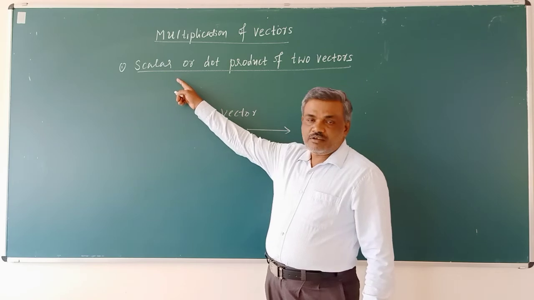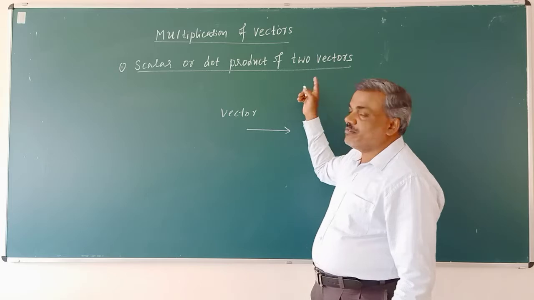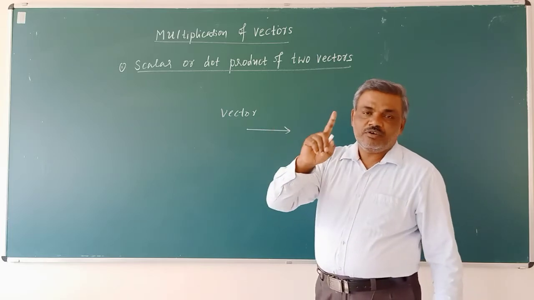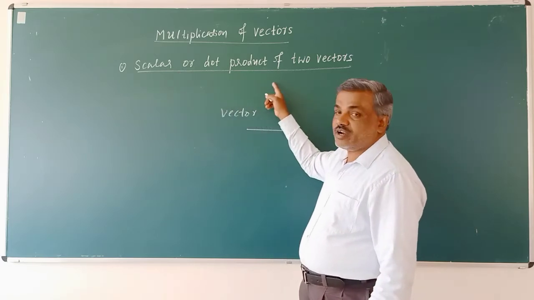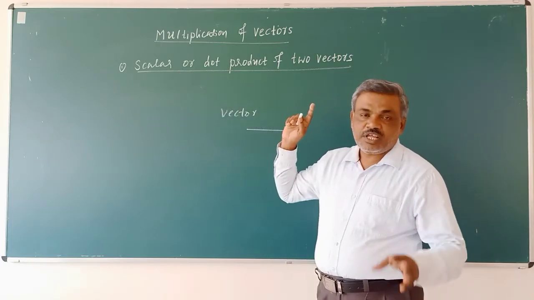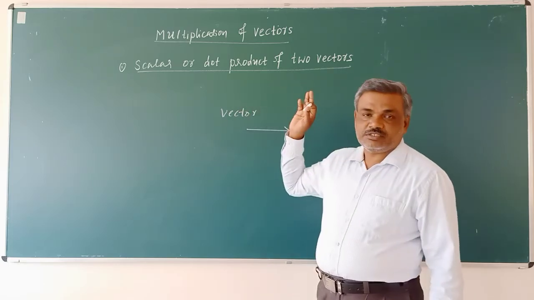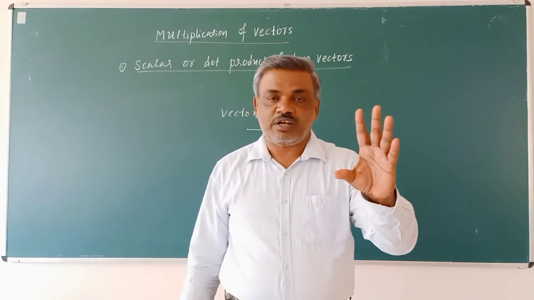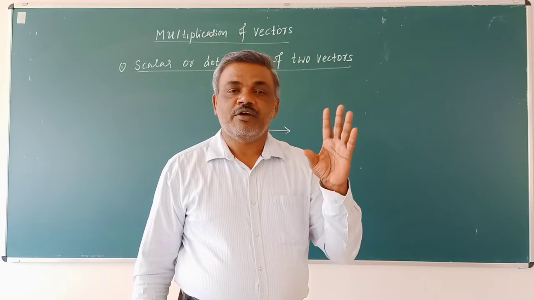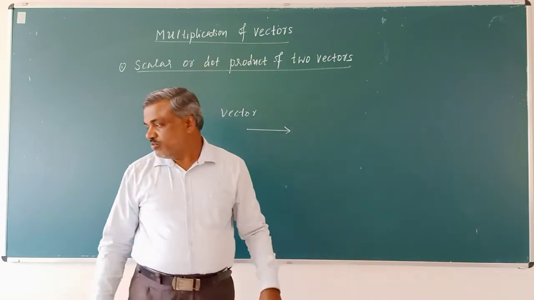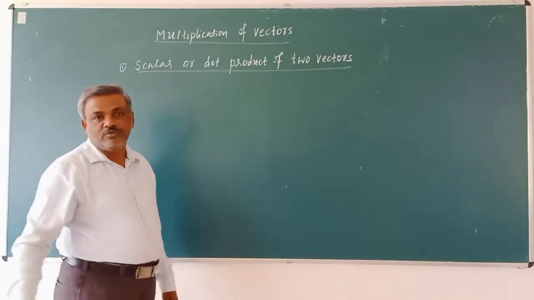One is the scalar or dot product of two vectors. Students, observe this important point: state and explain the scalar or dot product of two vectors. The scalar or dot product of two vectors is used to measure work done, power and gravitational potential energy. So what is the statement of the scalar or dot product of two vectors?